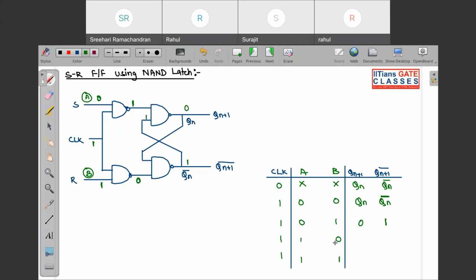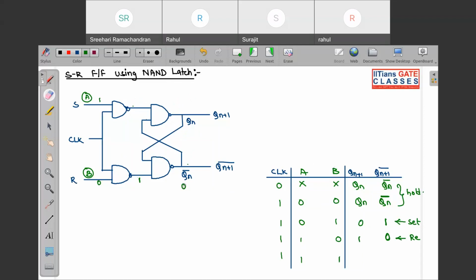Now look, if I apply A equal to 1 and B equal to 0, what will happen? If this is 0, this will be 1 and this will be 0. If this is 0, obviously this goes to 1 immediately and this one is latched over here, so this will come out to be 0. So this will be 1 0. This was your set state, this is your reset state, and these two are your hold states.